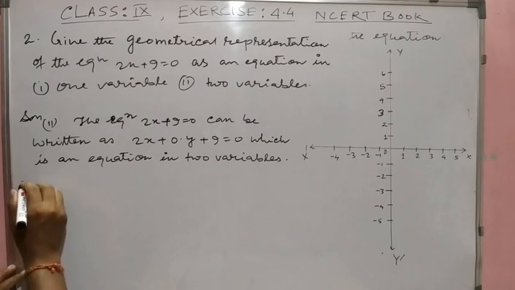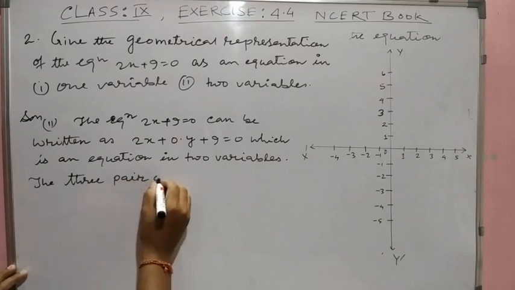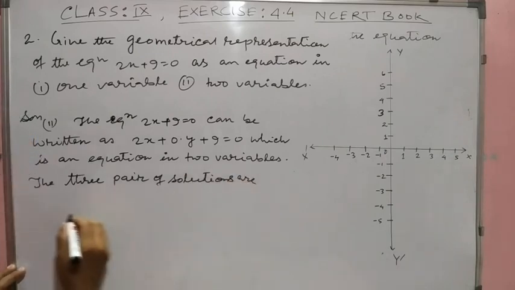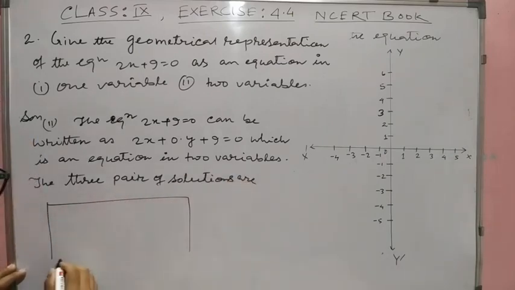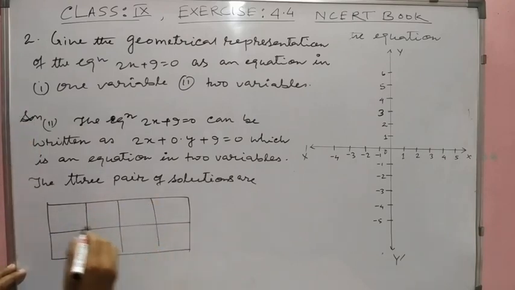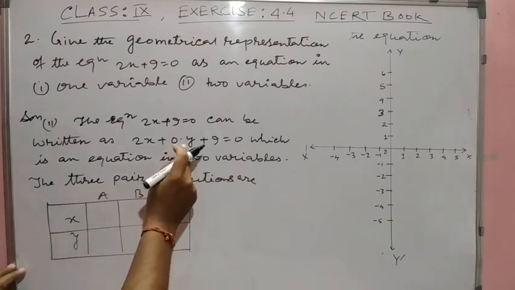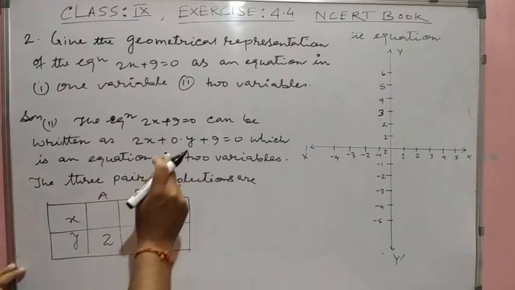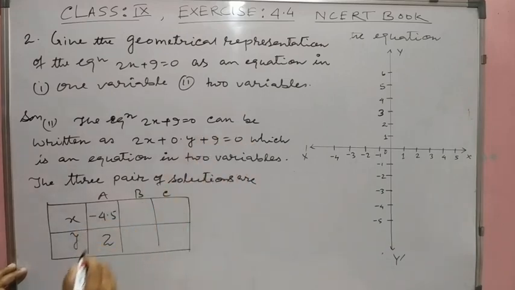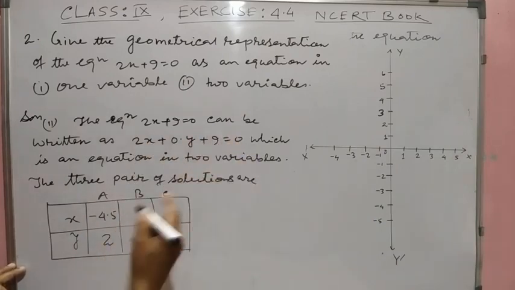The three pairs of solutions are, so let us find three pairs of solutions. It will be x, y, let us consider as A, B, C. Now if we put the value of y as 2, then definitely this will become 0, so x will be minus 4.5. On calculation, as I have shown you earlier, it will be minus 4.5.